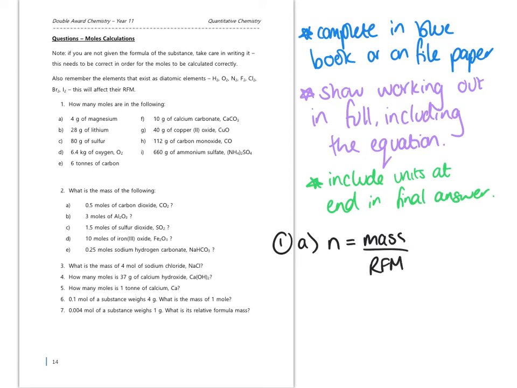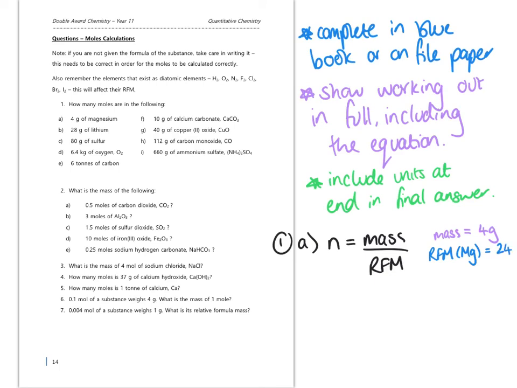And then I would separate these out. I would say, okay, well, what's my mass? And make sure you check that it's in grams. So you can see here, my mass of magnesium is 4 grams, and that is in the correct unit, so that's absolutely fine. The RFM then of magnesium, and we'll maybe put our formula there just to remind us that we get our RFM from our formula. On the periodic table, we're just looking simply for the relative atomic mass of magnesium, which is 24.